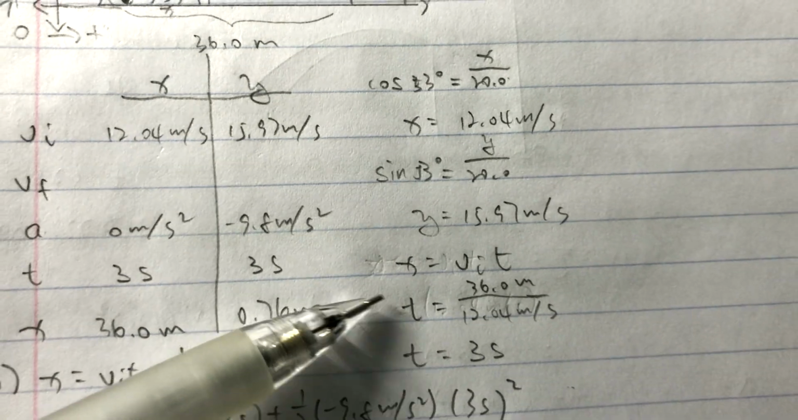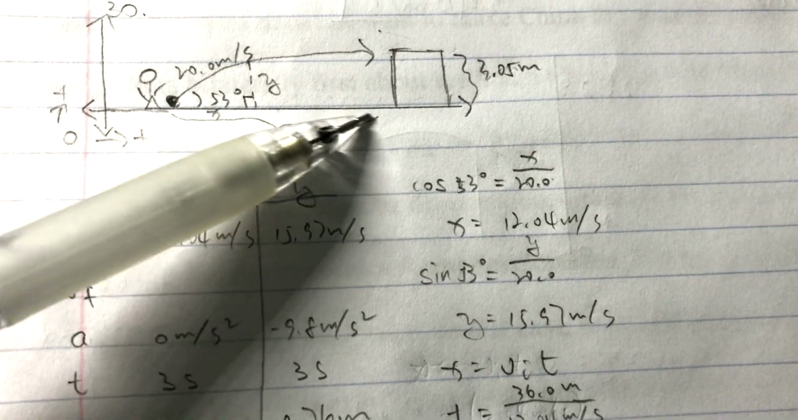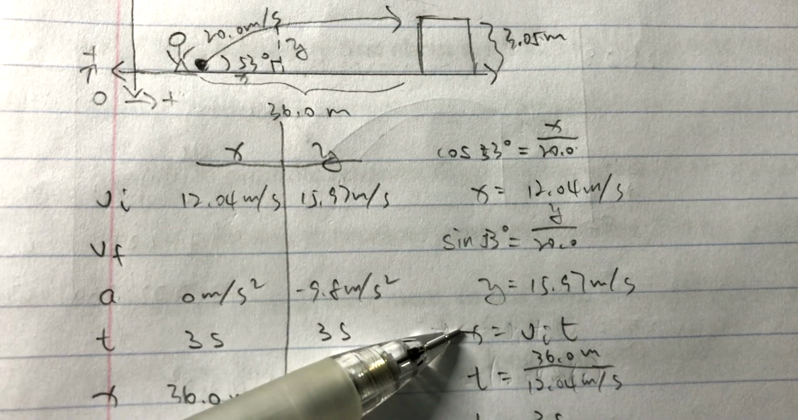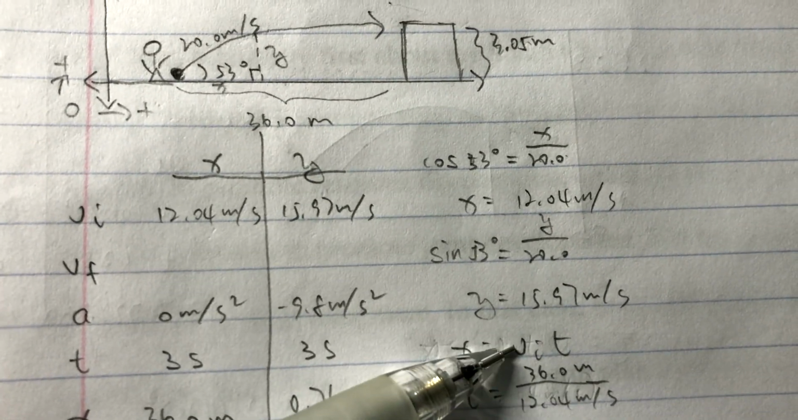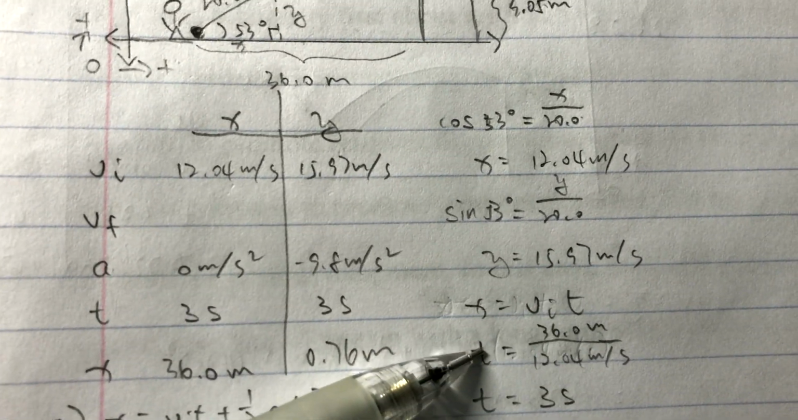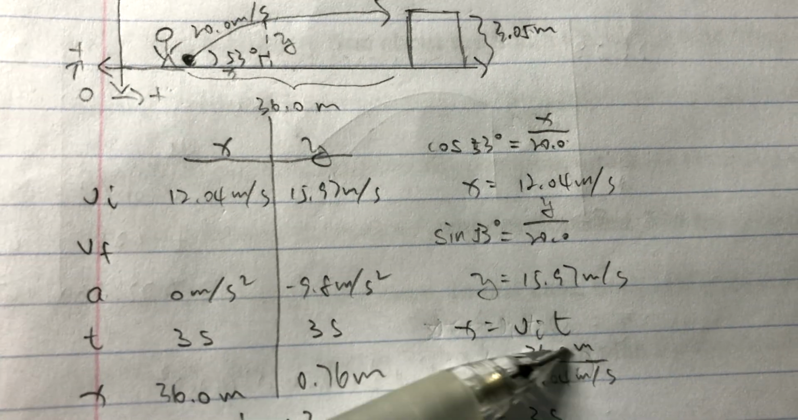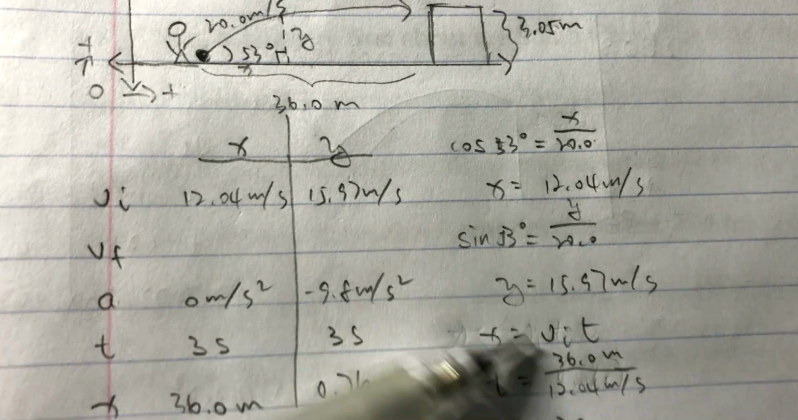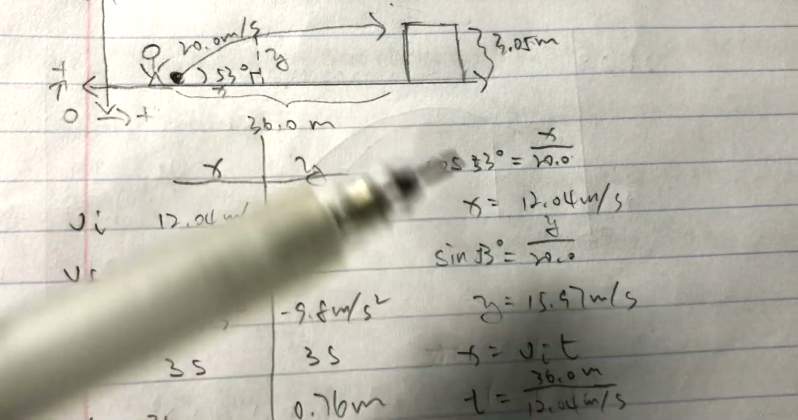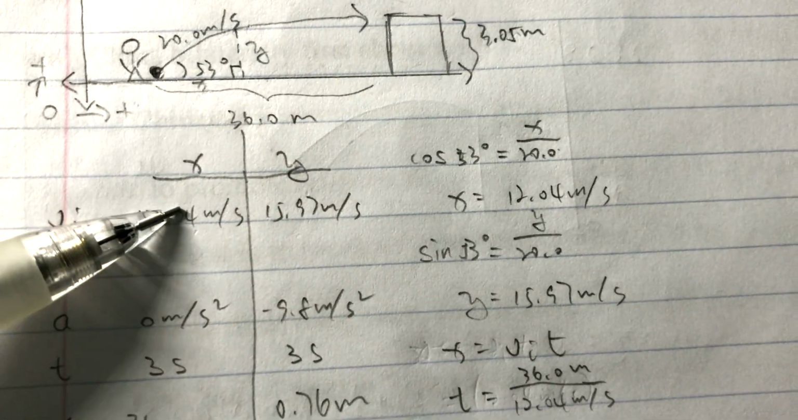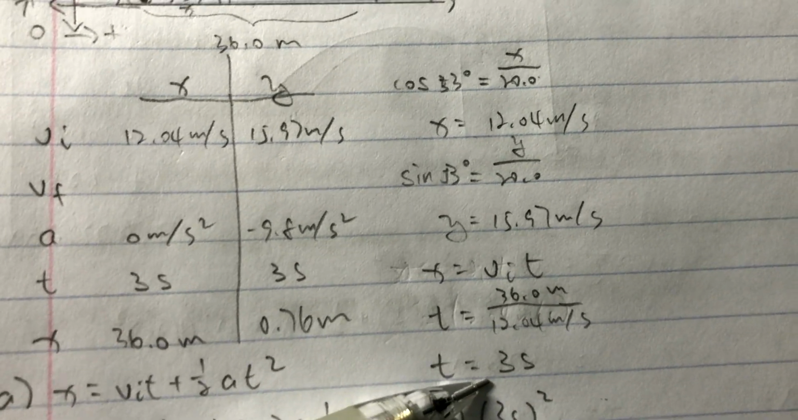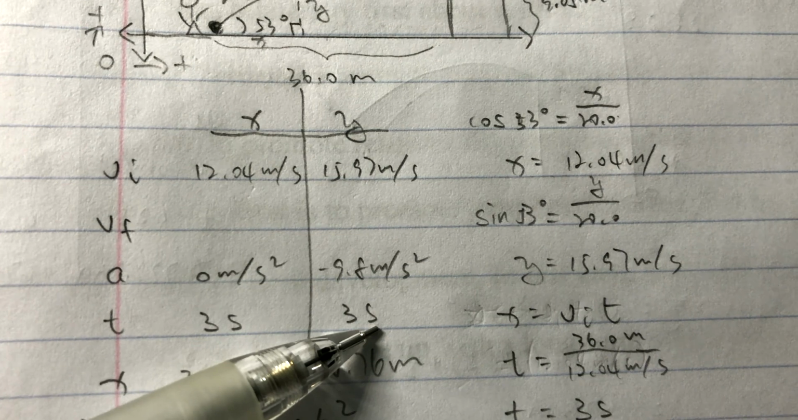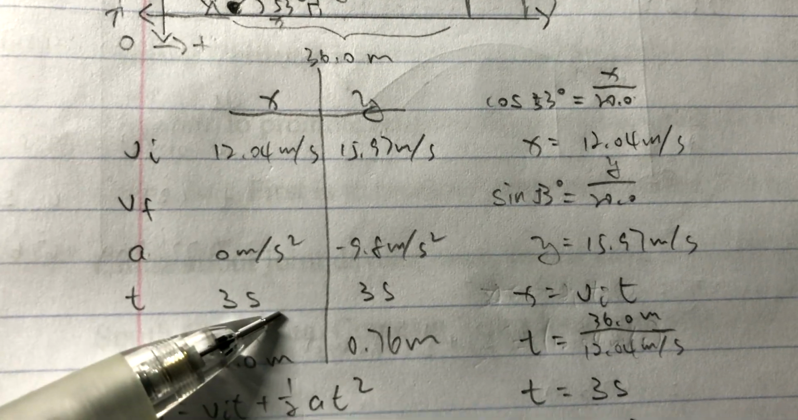So we can find the time for the horizontal one because there's no acceleration on this. So the distance is initial velocity times time. So the time is this total distance over the initial velocity. The distance is 36 meters, and the velocity is 12.04 meters per second. So t is 3 seconds, and is both for the y and x components.